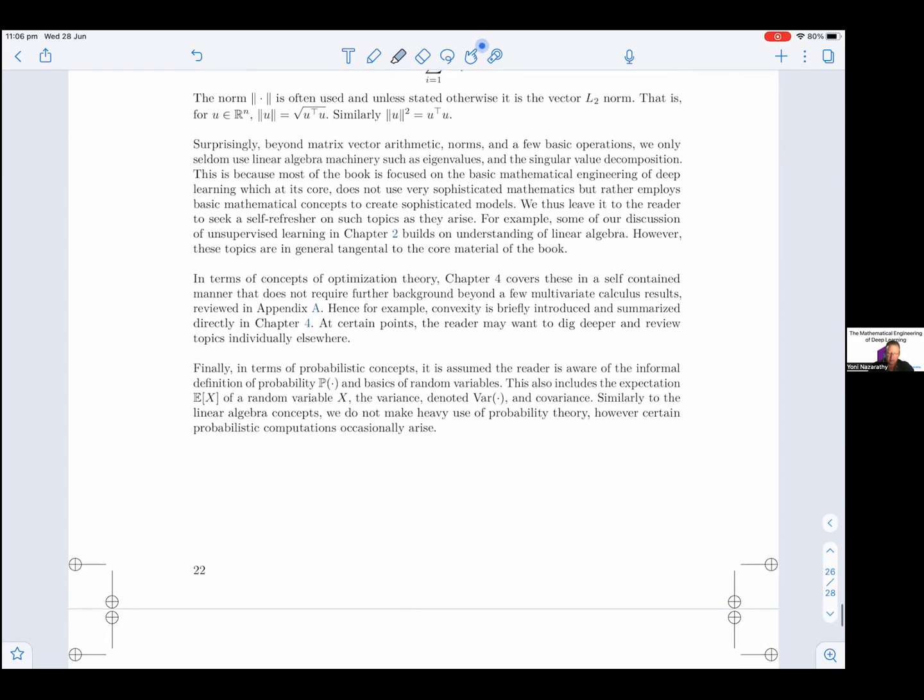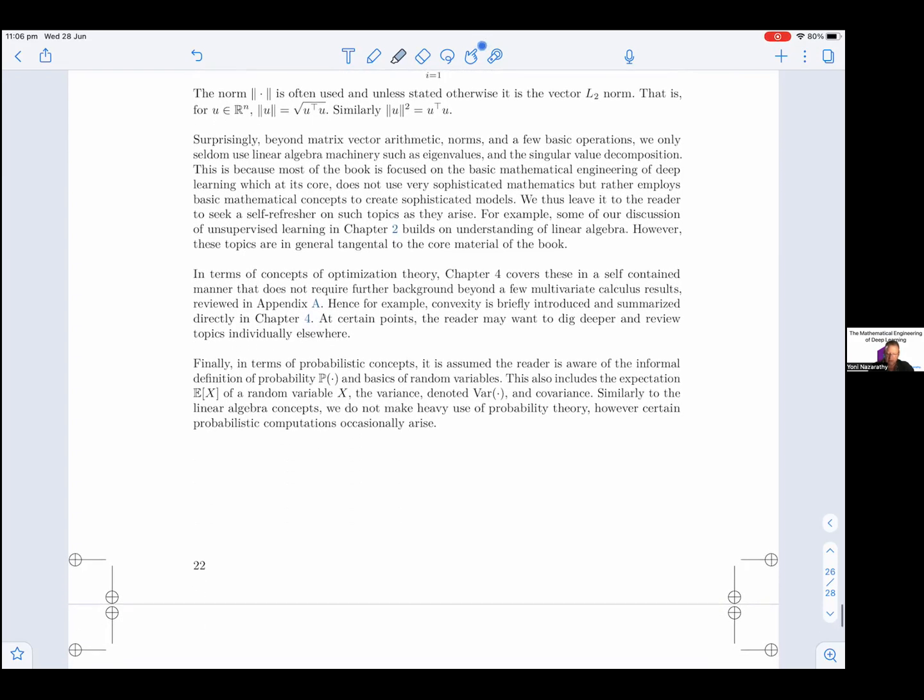The norm is often used, and unless stated otherwise, it is the vector L2 norm. That is, for a vector u in R^n, the norm of u is the square root of u transposed u. Similarly, the norm squared is simply u transposed u.